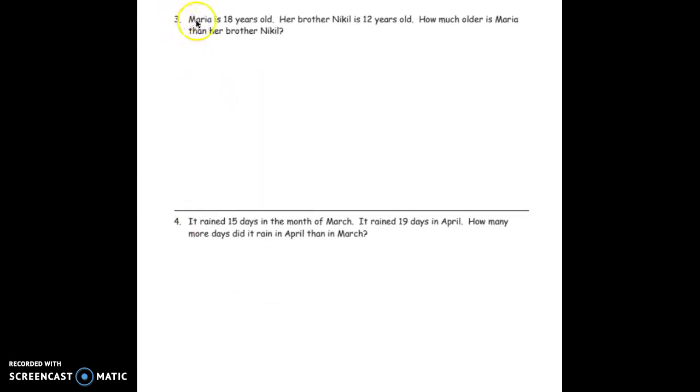Number 3. Maria is 18 years old. Her brother Nickel is 12 years old. How much older is Maria than her brother Nickel?